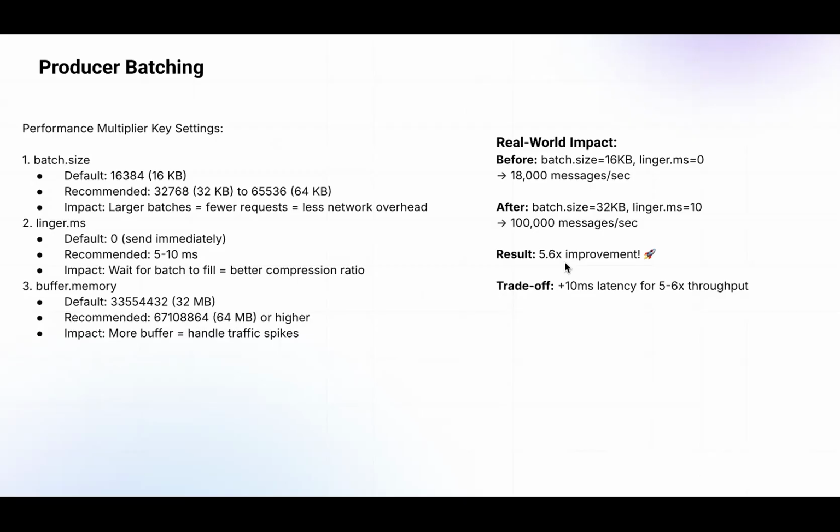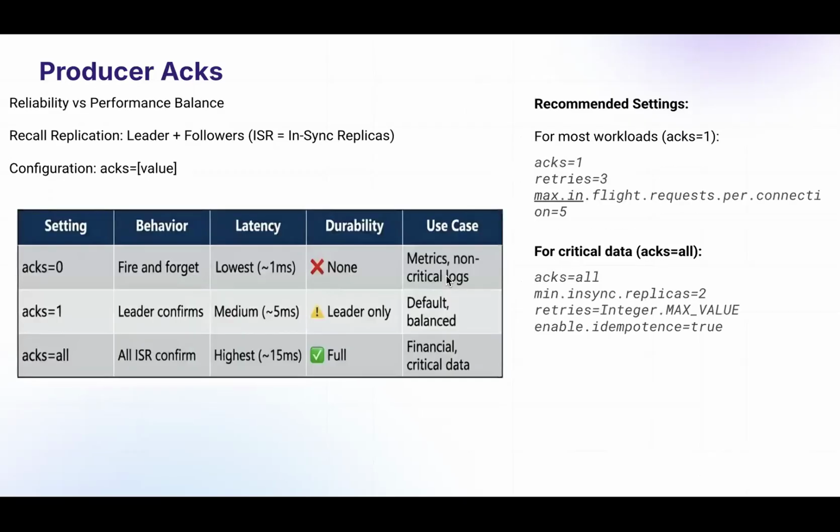Okay, so next is producer acks. Now we need to decide how reliably we need messages delivered. This is the acks setting, and it directly trades reliability for latency. Okay, remember from our architecture design, you have a leader and followers.